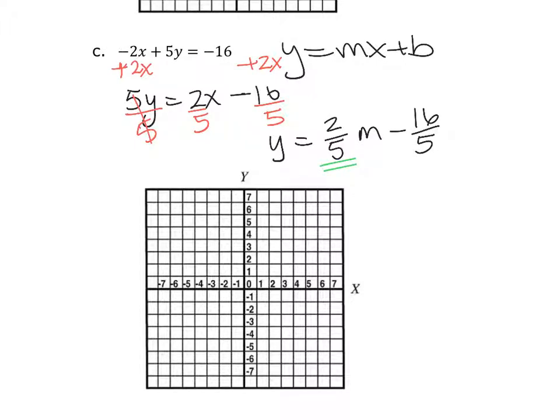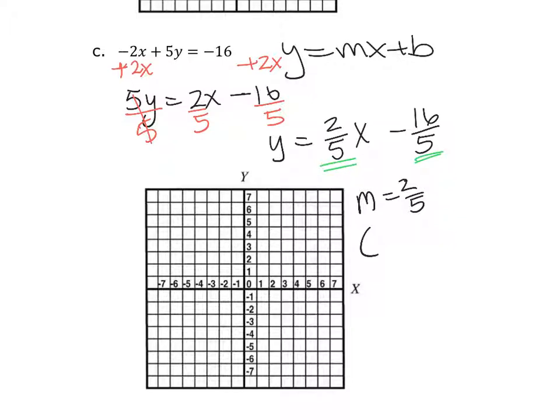So my m, actually, let me go back. Let me erase that. That should be x. Sorry about that. I was thinking m, my slope. That should be x. And so I have 2/5 x minus 16 over 5. My m is the 2/5. And my y-intercept, the y part of my y-intercept is negative 16 over 5.